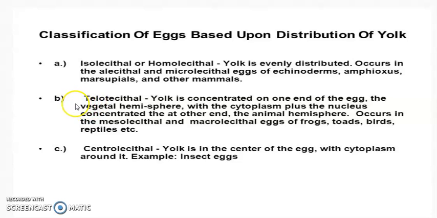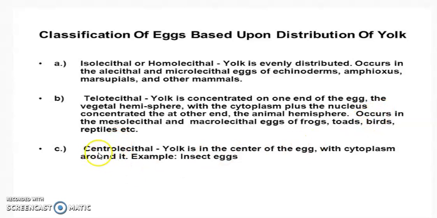including placental mammals. Number two is called the telolecithal eggs. Telo means tip. The yolk is present towards one end of the egg, and the portion of the egg that contains the yolk is called the vegetal part, and the animal part, the animal hemisphere, contains the nucleus of the egg. Such eggs are also called mesolecithal, in which the amount of yolk is medium. Macrolecithal, megalecithal, or polylecithal mean the same thing, that means a very large quantity of yolk. Examples are frogs, toads, birds, and reptiles.